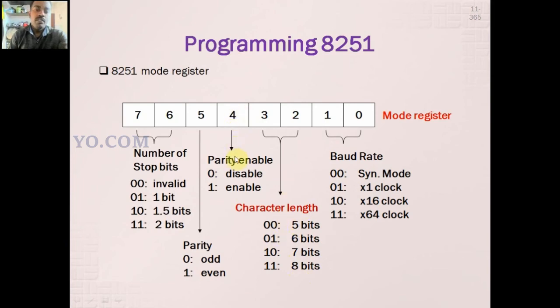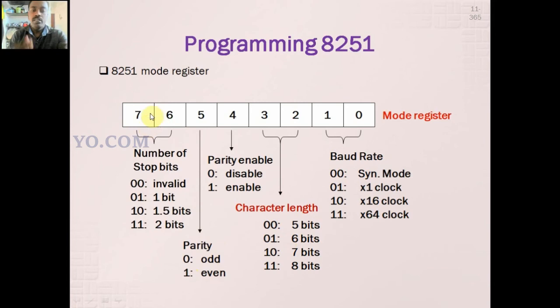Next, the fourth one is parity enable. If it is 0 the parity is disabled, 1 means parity is enabled. If parity is enabled, it considers two things, odd parity and even parity. Parity means the number of ones present in the character. If an even number of ones is present, that is even parity, which is set to 1. If an odd number of ones is present, that is odd parity, which is set to 0.